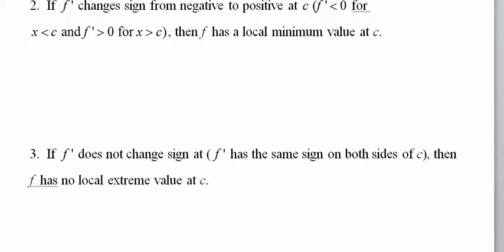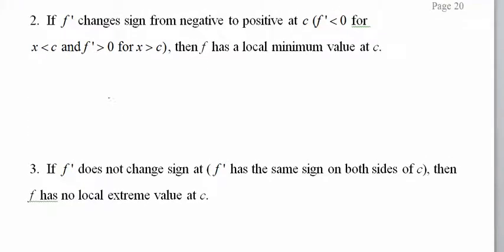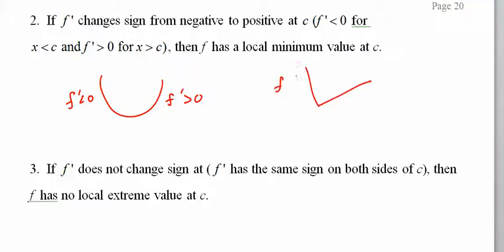Now I got the flip. If it's going down, f prime is less than 0. f prime is greater than 0. We have a min. Could be one of these. Could be a cusp, some corner like I'm showing. f prime is less than 0, f prime is greater than 0.